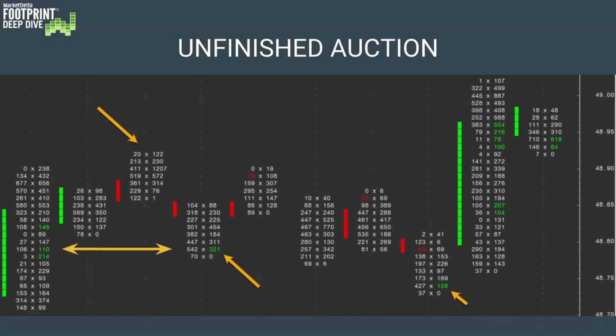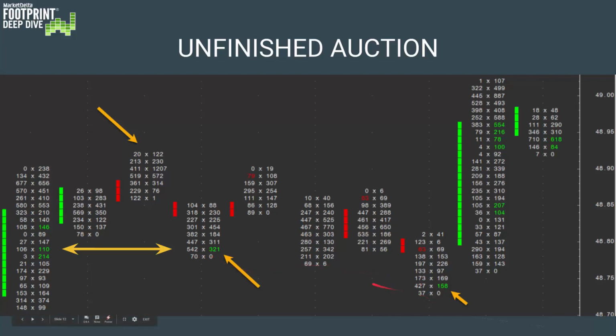So first, let's look at an unfinished auction. And before I even look at it, let me explain what it is. So you see right here, this high print, you've got 20 by 122. That is an unfinished auction. And it's an unfinished auction because if you notice on most bars, at the high of the bar, it's 0 by 238. And you'll notice at the lows of most bars, it's some number by 0.